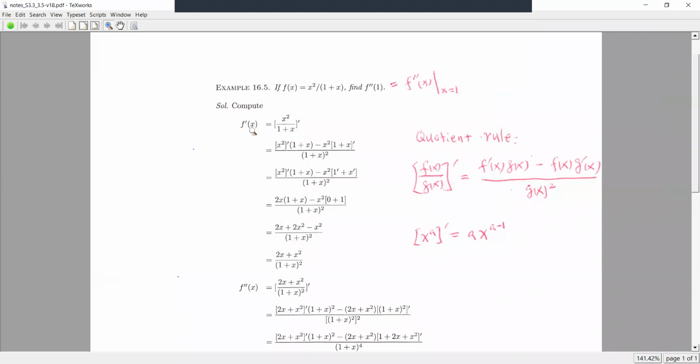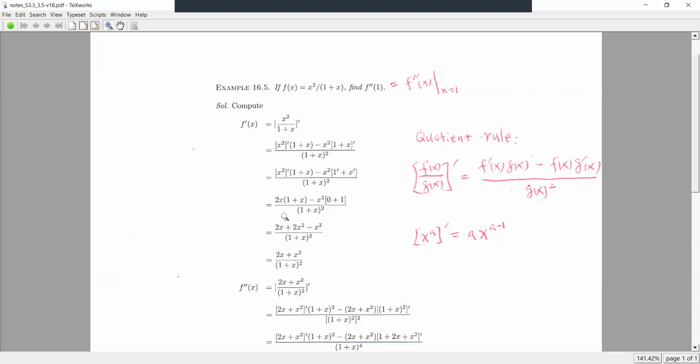Take the derivative of the function f. Function f is a quotient, so we apply the quotient rule to this derivative, and we have this equation. Apply the summation rule here, then we have this equation. The derivative of x squared is 2x. The derivative of 1 is 0. And the derivative of x is 1. This is the result of the derivative of function f.